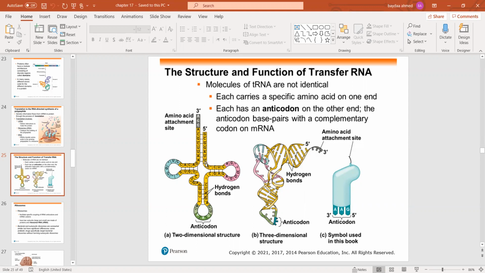The protruding 3' end acts as the attachment site for an amino acid. The loop extending from the other end of the L shape includes the anticodon, the particular nucleotide triplet that base pairs to a specific mRNA codon. Thus, the structure of the tRNA molecule fits its function.